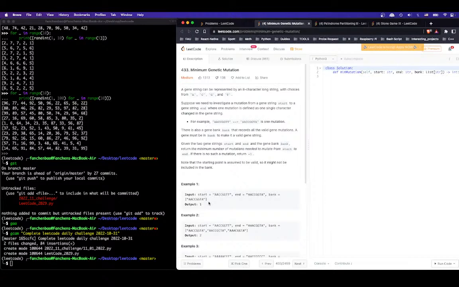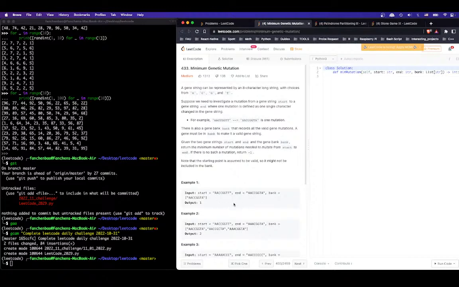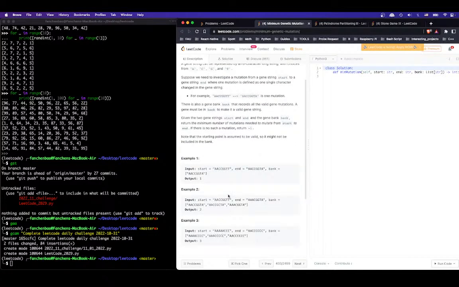The starting point is assumed to be valid, so it might not be included in the bank. So the end is inside, and then as long as there's one difference, that's valid. The minimum number of steps, so it's a graph, we just need to traverse it. We're gonna start with here, we just need to see, oh, damn, I forgot what is the way to quickly identify if the two differ just by one.